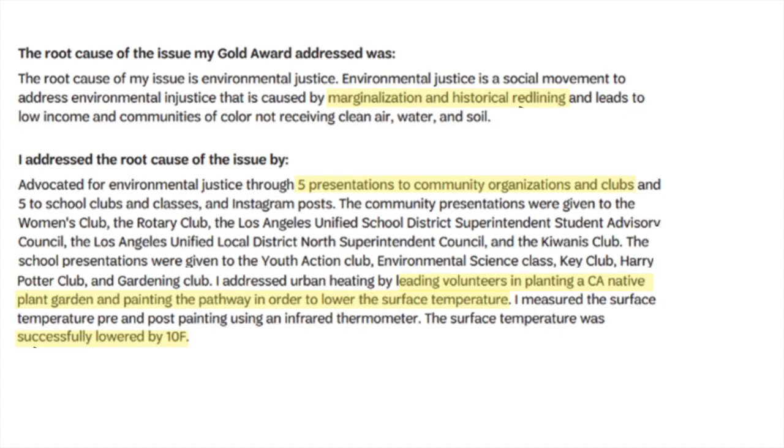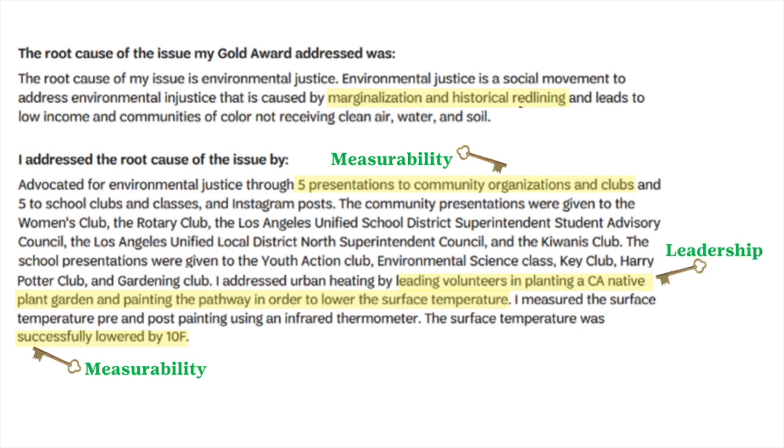I plan to address the root cause by both educating my community on environmental justice and planting a native garden to lower the surface temperatures. This part of my proposal hits 3 key elements: measurability by explaining how I gave 5 informational presentations to community organizations, leadership by recruiting a team of volunteers to plant the garden, and lastly, addressing my root cause.